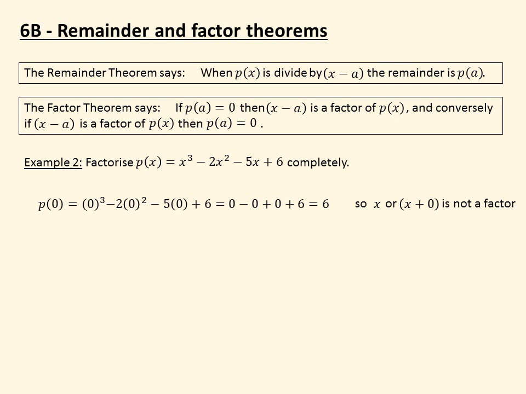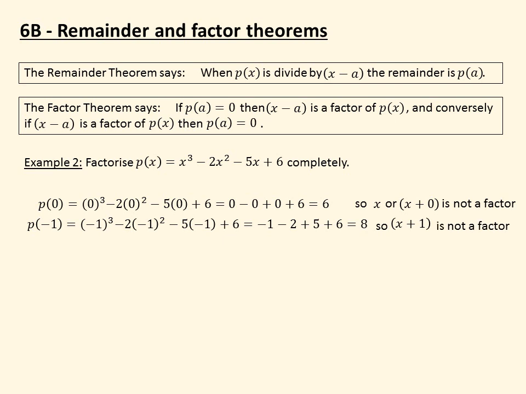Okay, so let's try another number. Let's try minus 1. If we evaluate the polynomial at minus 1, we get 8. So again, this means that x plus 1 is not a factor. Well, let's try plus 1 this time. P of 1 evaluates to 0. Good, because this means that x minus 1 is a factor. So now we've got one factor of the cubic.